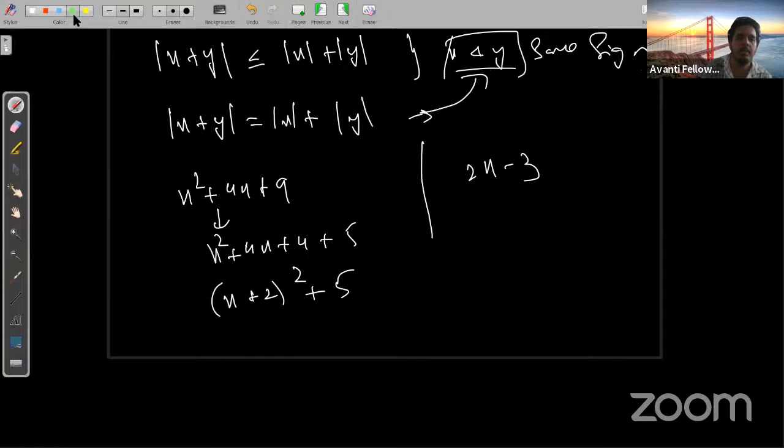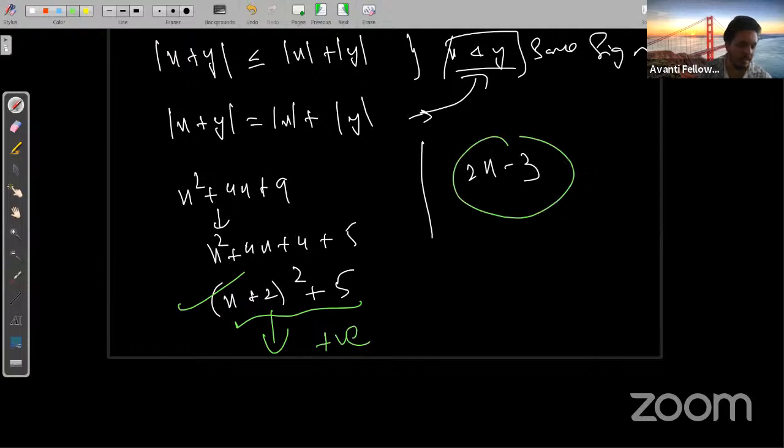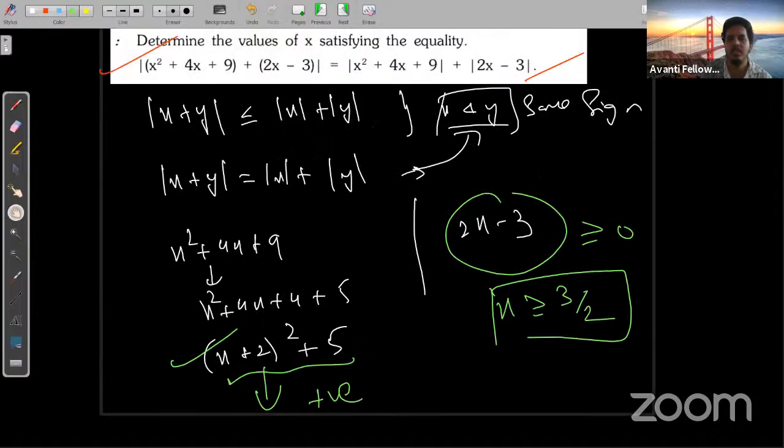So tell me, if I write it like this, is it positive or negative? Guys, is this positive or negative? It is x plus 2 whole square plus 5. It's always positive, right? If this is positive, this one also has to be positive. So x has to be greater than or equal to 3 by 2. That is the simple logic over here.